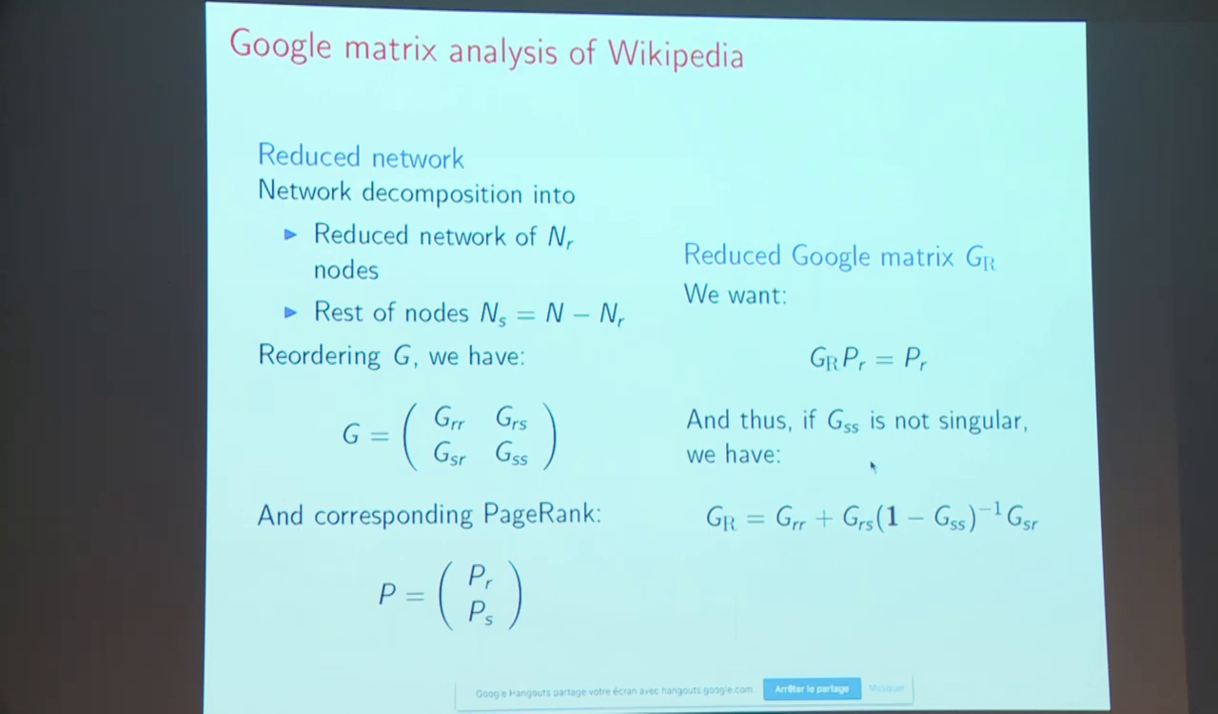And from that, since we want to calculate a new reduced Google matrix, GR, such that, of course, the use of GR produces the same steady state PageRank, PR. And from the definition of G and the reordering that we've made before, we can define GR as being the sum of GRR plus GRS times (1 minus GSS) to the power minus 1 times GSR.